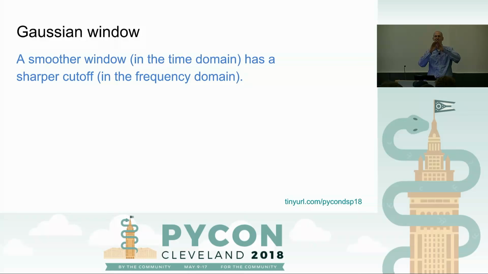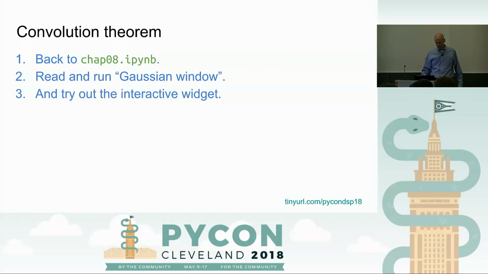And the reason is because a smooth window in the time domain will correspond to a sharper cutoff in the frequency domain. If you go back into chapter 8 and go down to the section that says Gaussian window, there's an interactive widget there that you can play around with to explore what I just said. Play with it, and I'll show you some results in a minute.